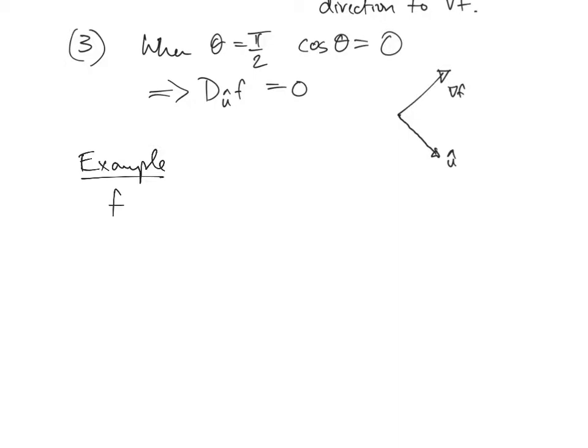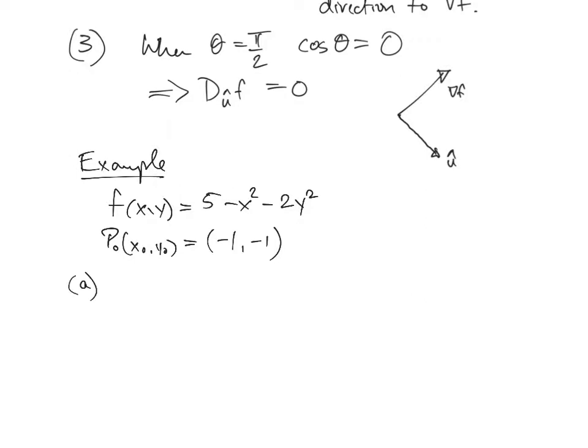So we're given the function f of x y is equal to 5 minus x squared minus 2y squared. We're given a point, p0, -1, -1. And we're asked to first of all find the direction of maximum rate of increase of f at the point p0. So that means at that particular point, what direction do I have to go such that the function increases most rapidly?